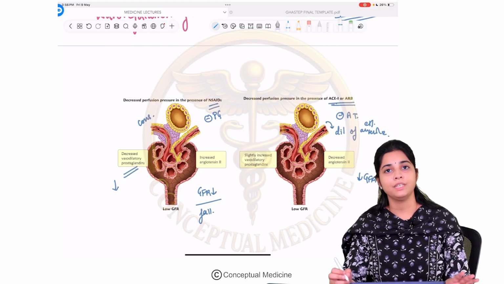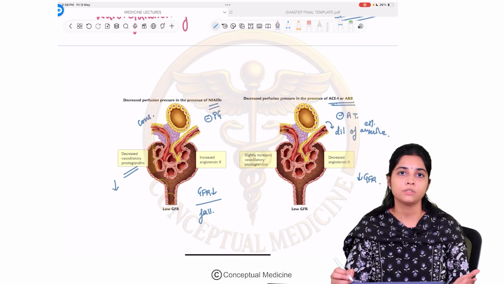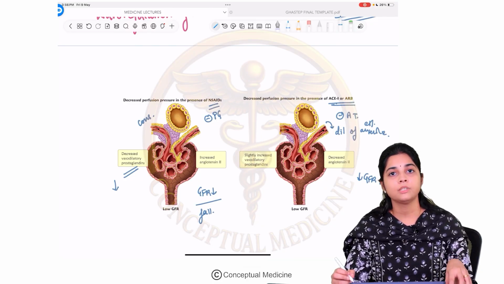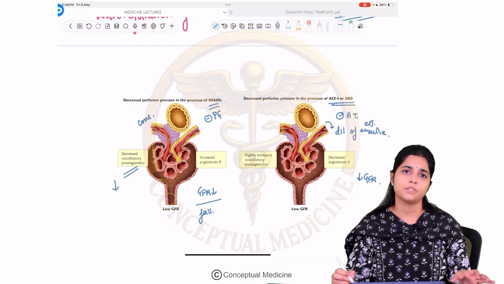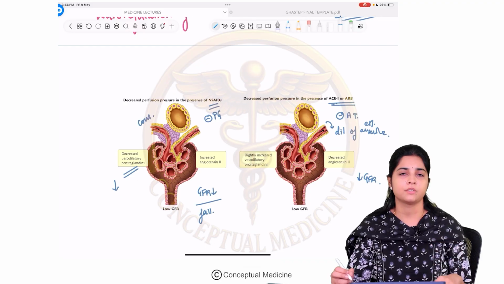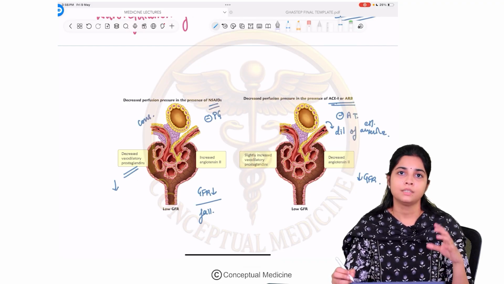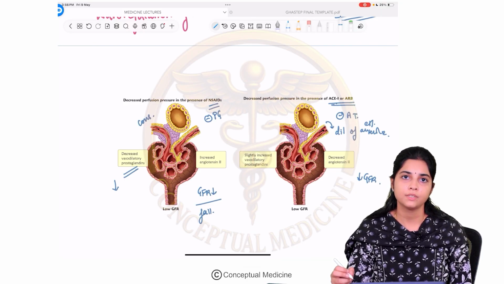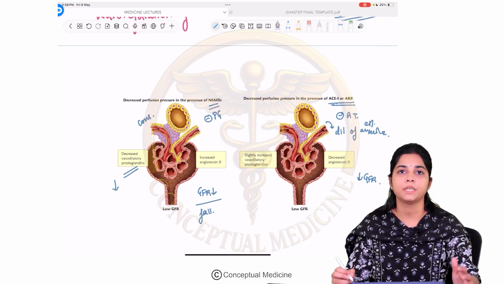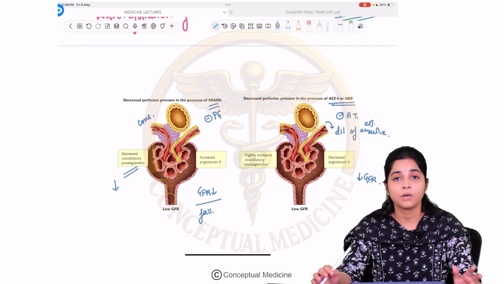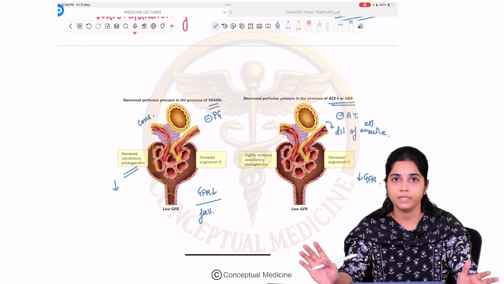So it's not that every NSAID and every ACE-ARB is going to cause AKI, but if the patient is already compromised, like if the patient is already in shock or in a hypovolemic state, when you give NSAIDs or ACE-ARB, there is impairment in the autoregulation in the kidney and hence you can have a prerenal AKI. So this is about the mechanisms of prerenal AKI.